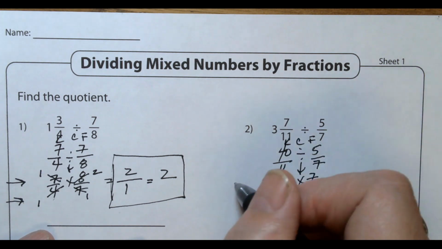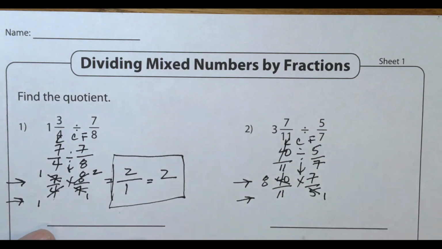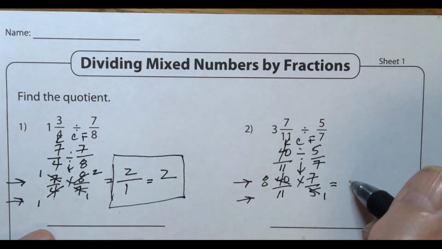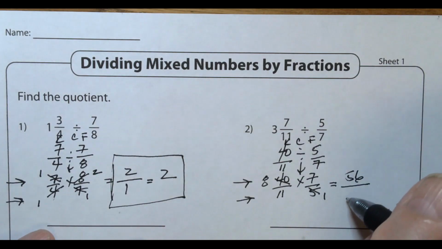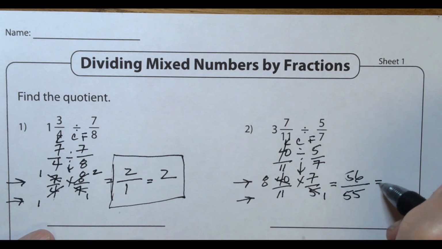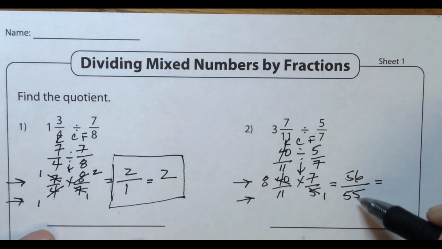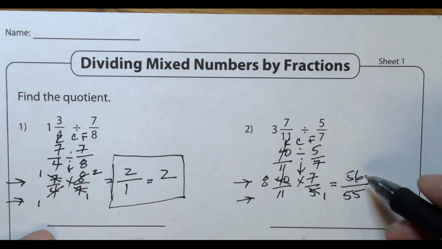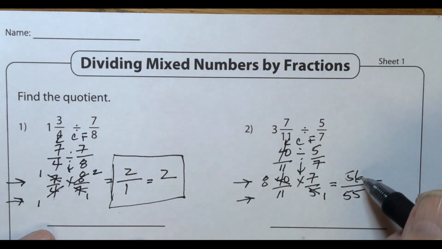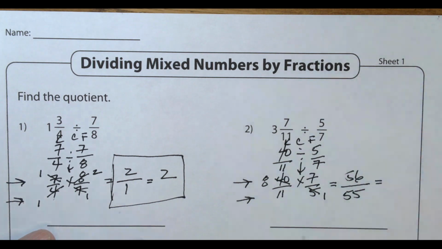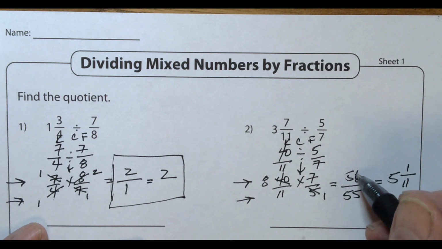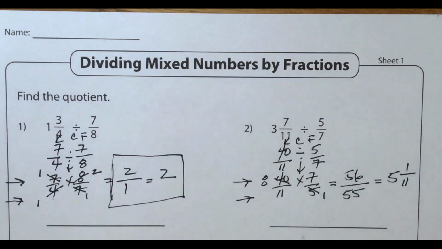Now I'm going to multiply straight across. So 8 times 7 is 56. 11 times 1 is 11. Okay, so I don't have any common factors. This is an improper fraction because the numerator is bigger. So when I change it to a mixed number, I get 5 and 1/11. So 11 goes into 56 5 times, which is 55, and I have a remainder of 1. So that's 5 and 1/11.